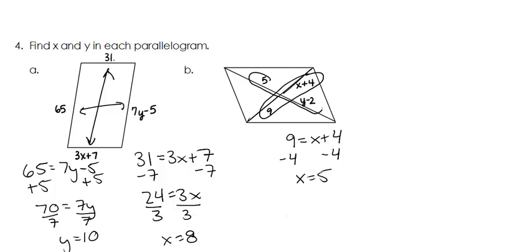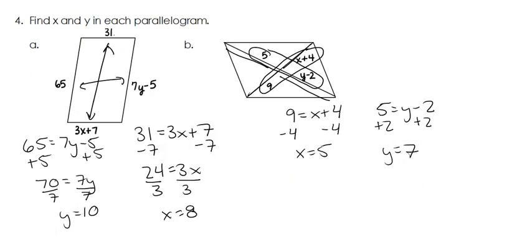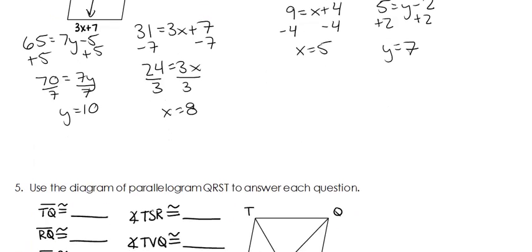To find y, focus on the other diagonal. This segment and this segment have to be congruent because the diagonals bisect each other. So I set 5 equal to y minus 2. And then I just solve for y. So plus 2 gets me y equals 7. So that's the second variable. Okay, so we've got one more problem to do. Go ahead and check out the next one.